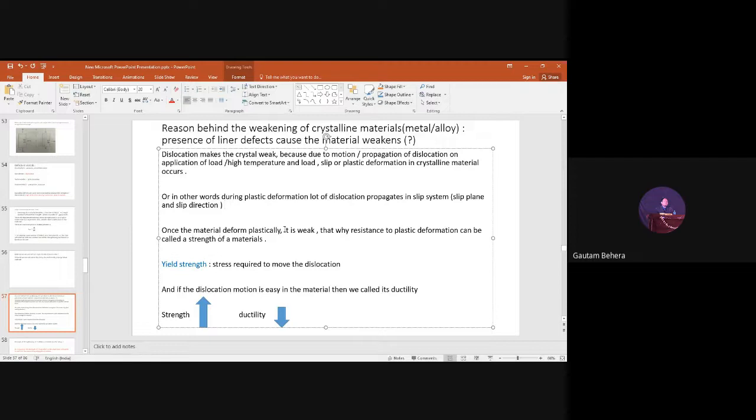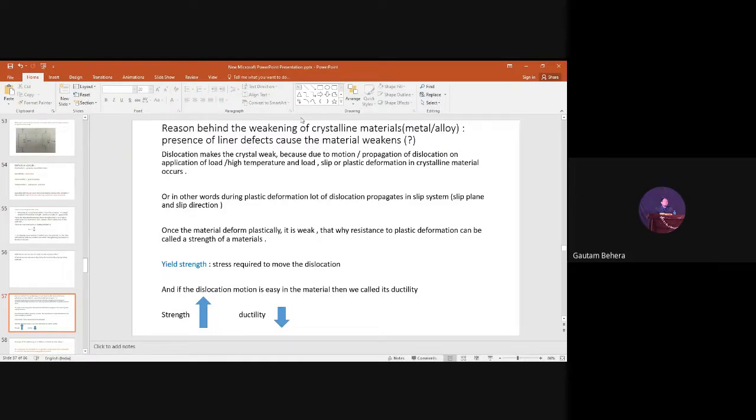Here it is written, once the material deforms plastically, it is weak. That's why resistance to plastic deformation can be called the strength of a material. So in simple way, how can you define the strength of a material? If there is more resistance to plastic deformation, that means more resistance to dislocation motion, then it has good strength, right? Here it is written, yield strength is the stress required to move the dislocation. If the dislocation motion is easy in the material, then we call it ductility. And you have to remember, strength and ductility are always inversely proportional. If the strength increases, ductility will go down, or if the ductility increases, the strength will go down.